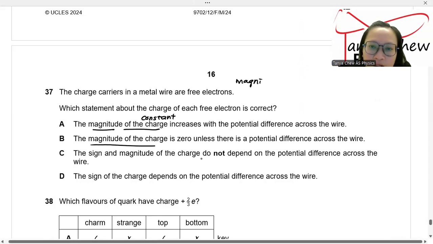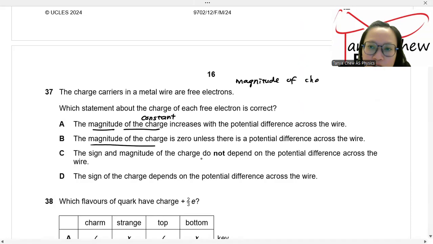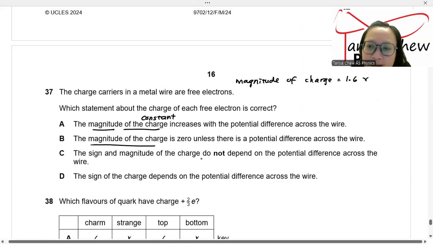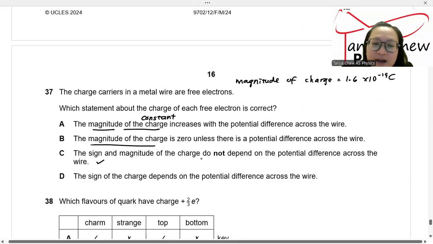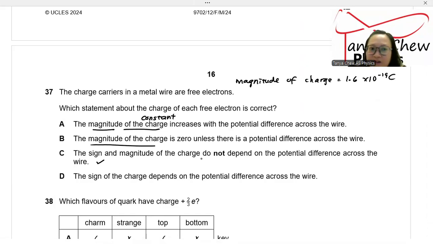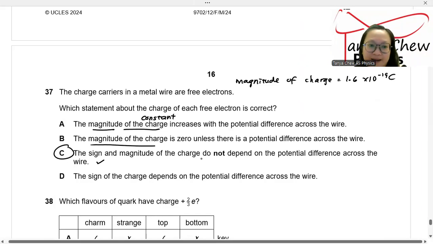Let me write you. Magnitude of charge is fixed at 1.6 times 10 to the power negative 19 coulomb. So it cannot increase, it cannot decrease to 0. See, the sign and magnitude of the charge do not depend on the potential difference across the wire. Yes, the sign of the electron is negative. It does not depend whether potential difference is positive or negative. The sign of the charge is still negative, because electrons are negatively charged. Magnitude is fixed at 1.6 times 10 to the power negative 19. Right? C is the answer.